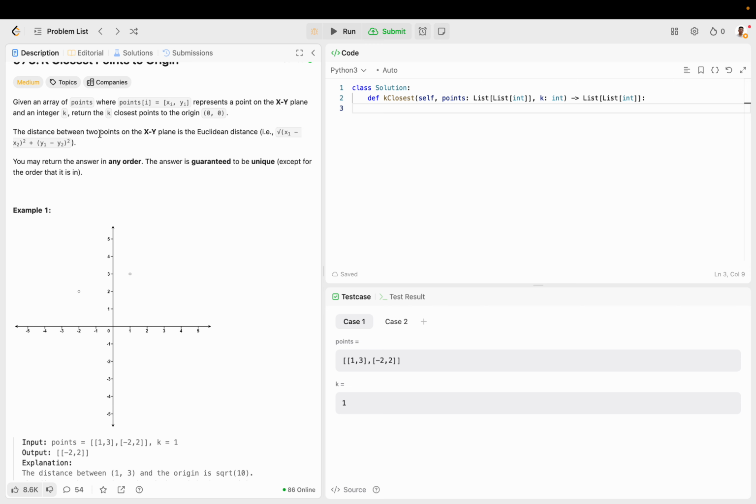The distance between 2 points on an x and y plane, they give you the formula here: the square root of (x1 minus x2) squared plus (y1 minus y2) squared. This looks similar to the Pythagorean theorem. If you know SOHCAHTOA, you're given the x coordinate and the y coordinate, and you want to subtract both of them, find the distance and take the square root. So yeah, standard coordinate geometry.